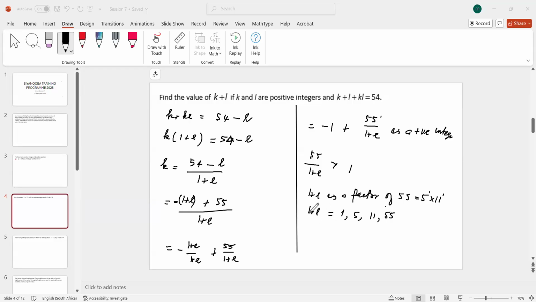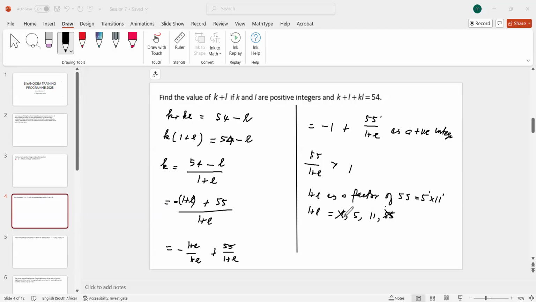Now, 1 plus L equals 1, you'll have to eliminate it because then L is 0. It's out. And even here too, if 1 plus L is equal to 55, then you get 55 over 55, which is 1. If you go back to this equation, minus 1 plus 1 is 0, and you're not allowed to do that. So therefore, 1 plus L is either 5 or 11, because these two will give you K is 0 or L is 0, and it's quite clearly stated that they are positive.